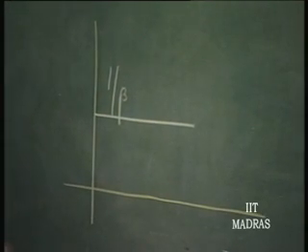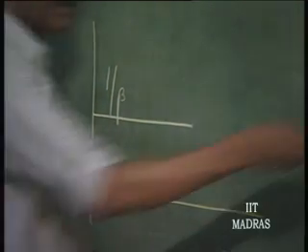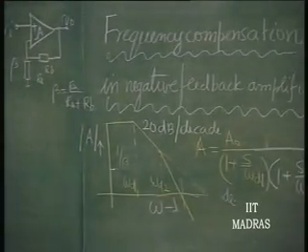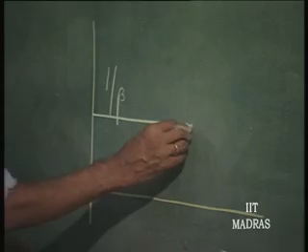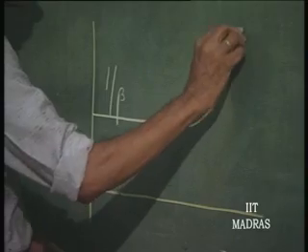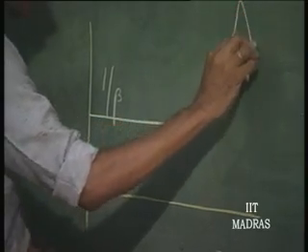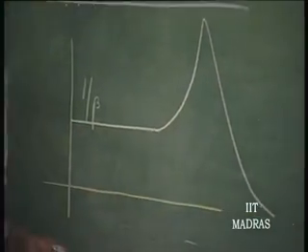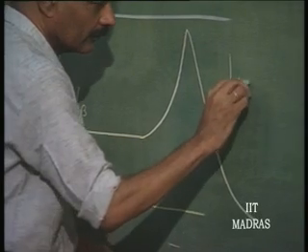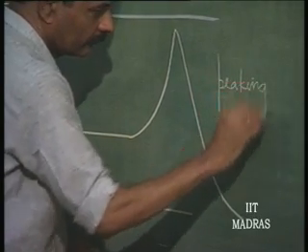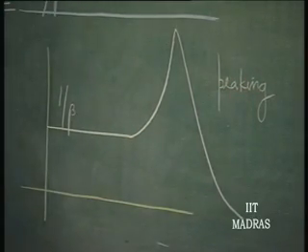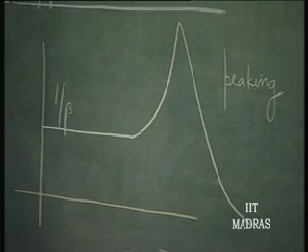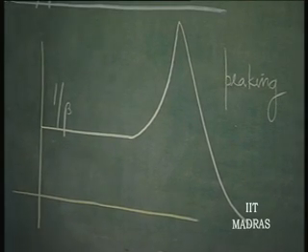At low frequencies it is the same as this, but at high frequencies what can now happen is that there can be what is called peaking, because the poles of this system can now become complex conjugate pairs. Let us see what it is.